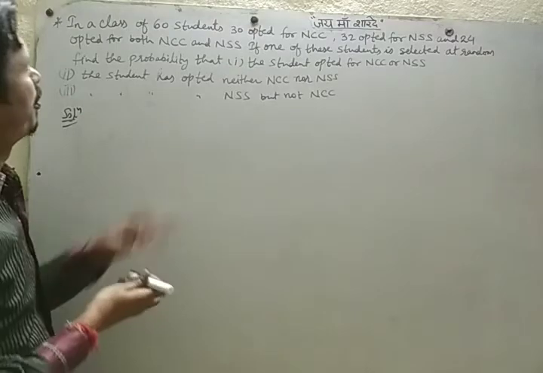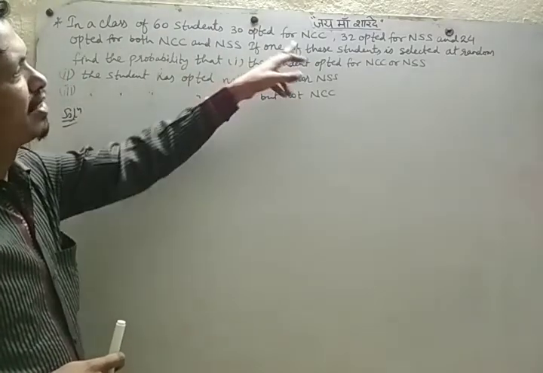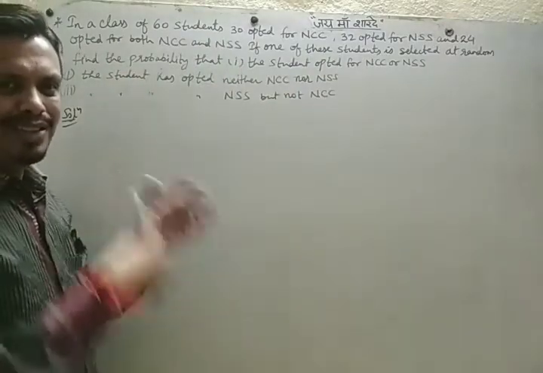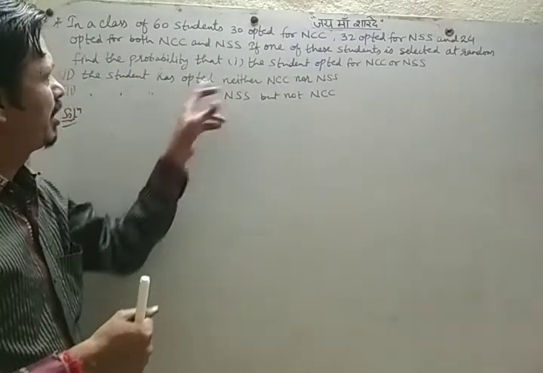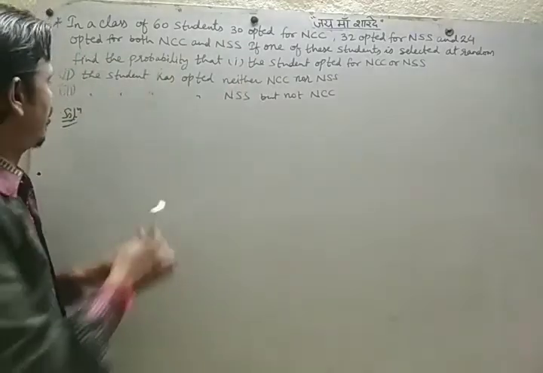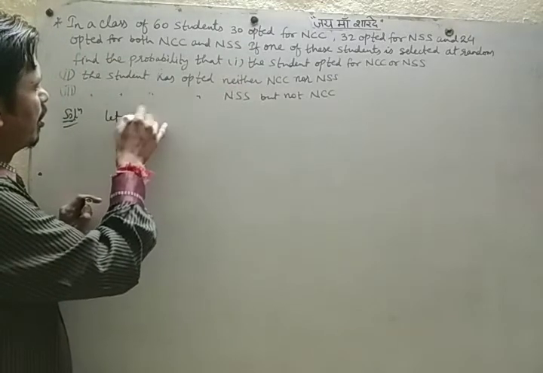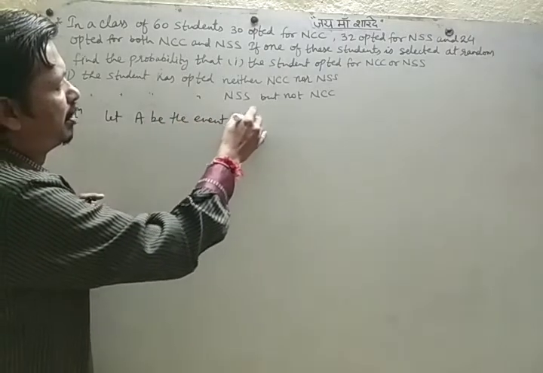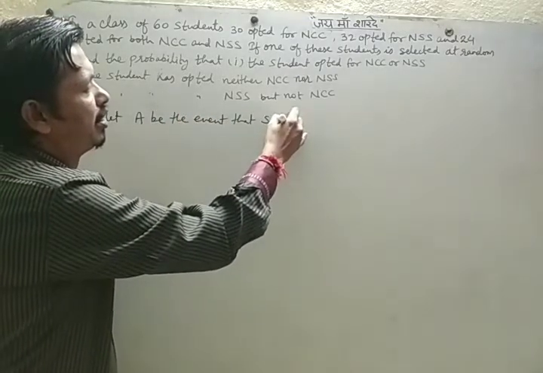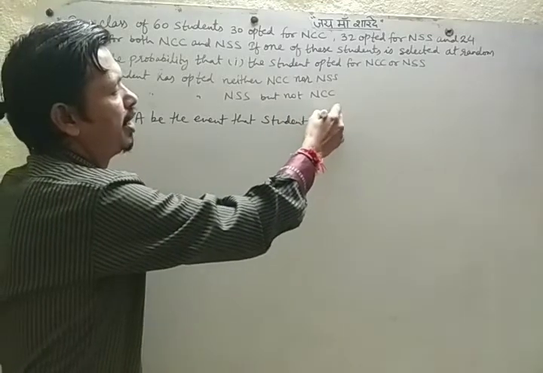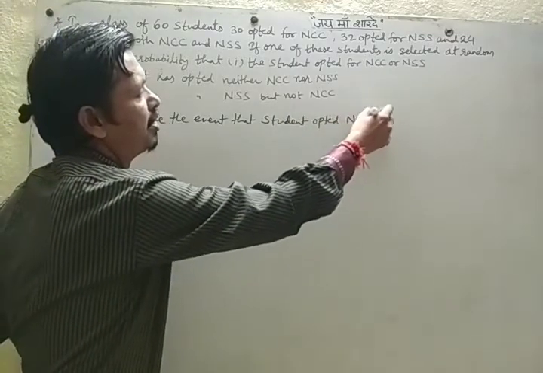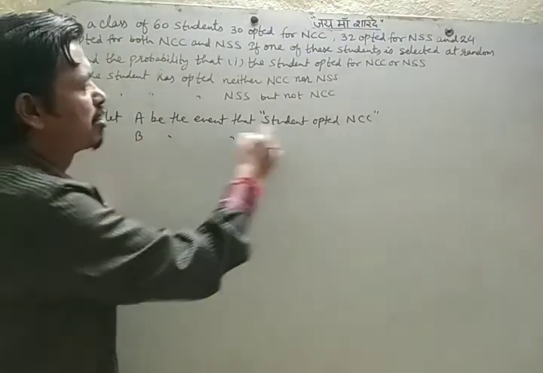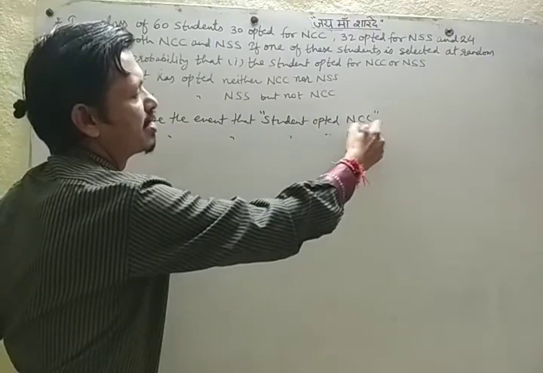So in a group of 60 students, 30 opted for NCC, 32 opted for NSS, and 24 for both. Now we will select one student randomly, then what will be the chances of these events? Suppose A be the event that the student opted NCC, and B be the event that the student opted NSS.